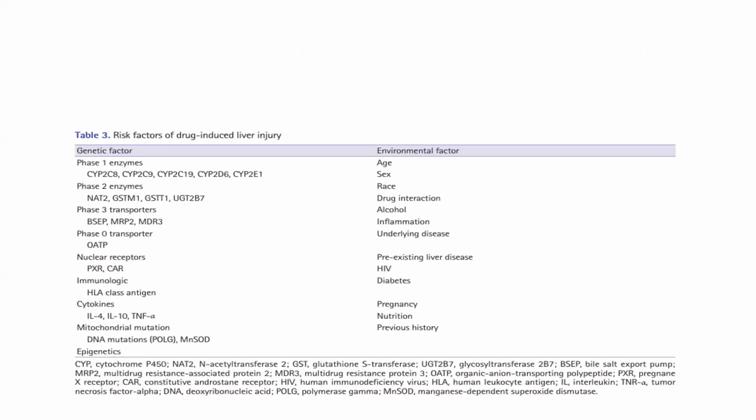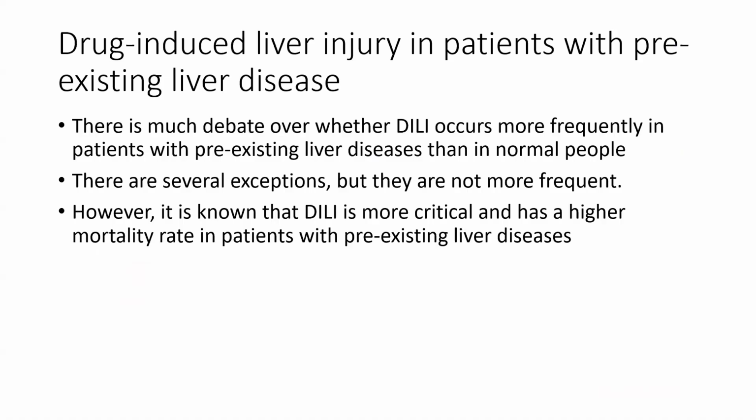Now, the risk factors for drug-induced liver injury are, as I have described before, genetic factors and environmental factors. So we'll quickly summarize this. Genetic factors include mutations in these enzymes, nuclear receptors, maybe immunological causes, cytokine causes, and mitochondrial mutation. Environmental factors include age, sex, race, drug interaction, alcohol, inflammation, underlying disease, pre-existing liver disease as found in HIV, diabetes, pregnancy, nutrition, and previous history.